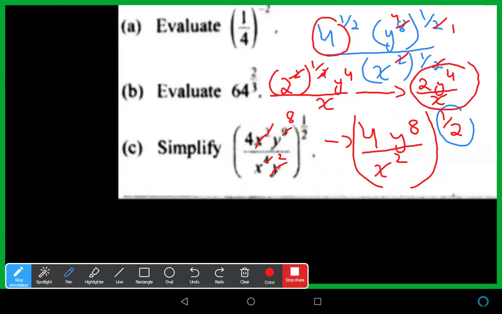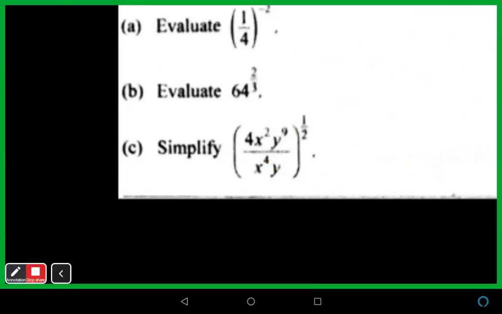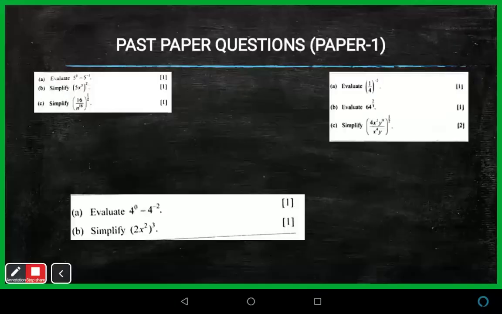So I hope everything is clear in this question. You will get 4 marks for these three parts. So I hope everything is crystal clear. Now we are moving toward the next part.